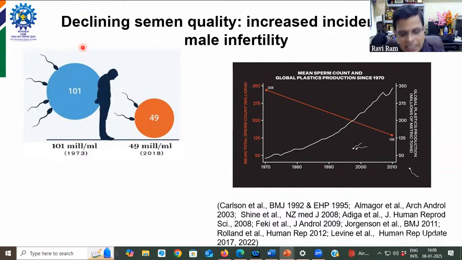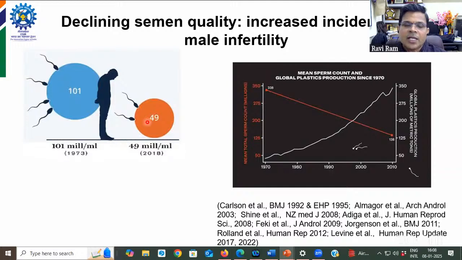So if you see the data here, in 1973 it was in the range of 101 million per ml. Whereas if you come to 2018, it's 49 million per ml, which is almost a reduction of 50% in terms of the concentration alone.